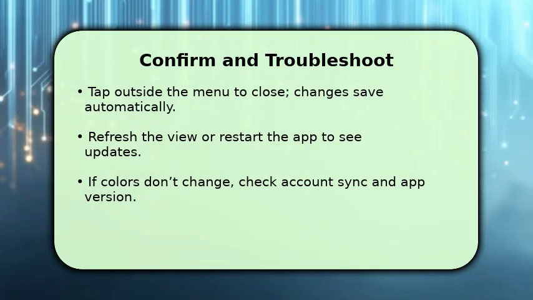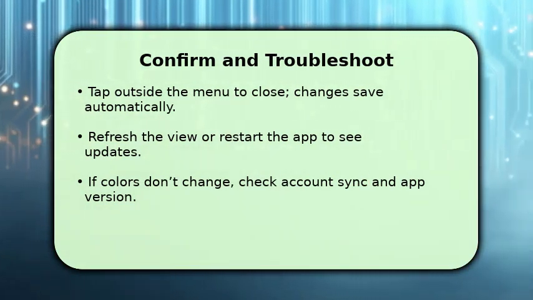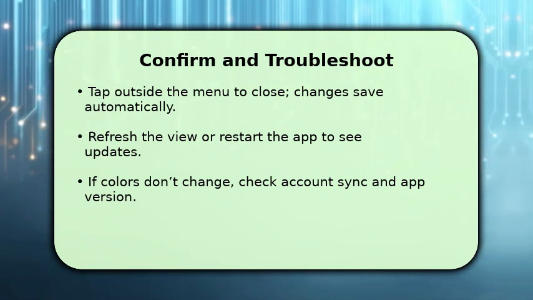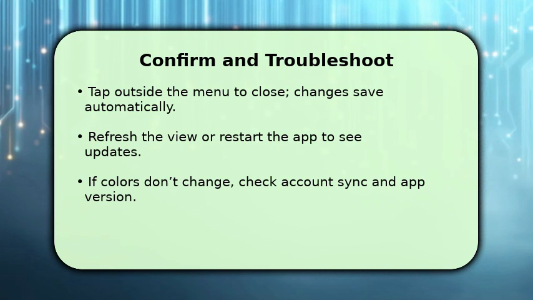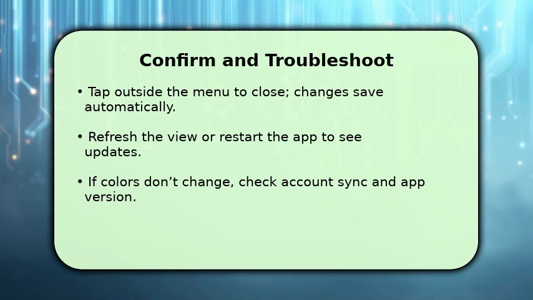Finally, tap outside the menu to close it. Google Calendar saves color changes automatically, then review the calendar view to confirm updates. If you don't see the new color, pull down to refresh or force close and reopen the app. Sometimes the UI needs a reload.